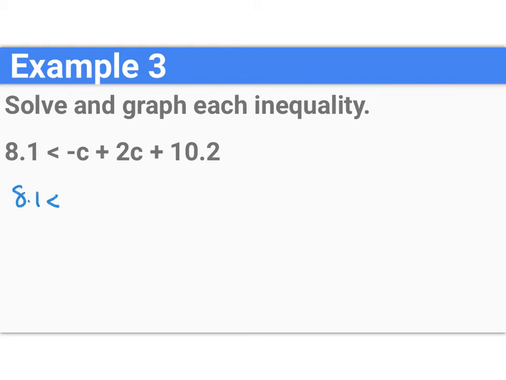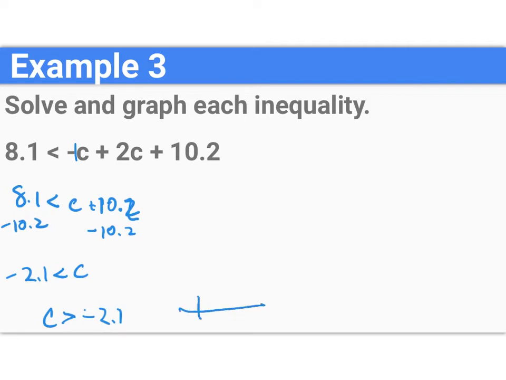8.1 is less than c plus 10.2. Negative 1c plus 2 is 2 minus 1, which leaves us with 1c. Subtract 10.2 from both sides, and we get negative 2.1 is less than c. c is bigger than negative 2.1. 0, negative 2.1, open circle, to the right.